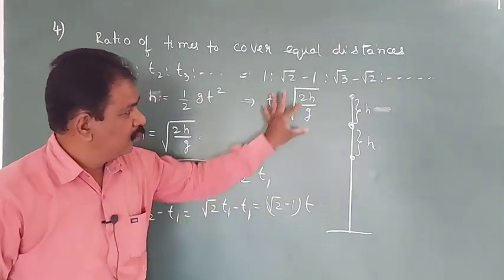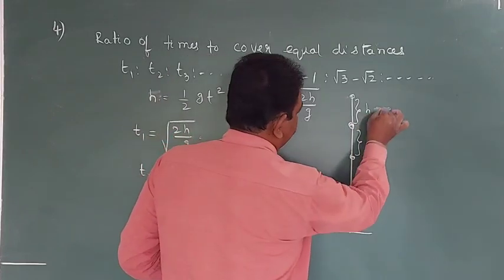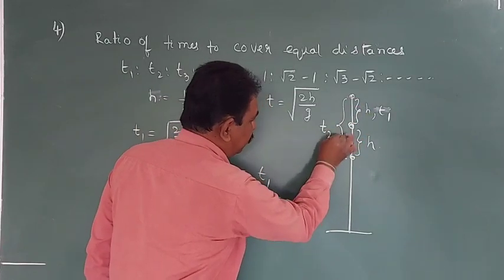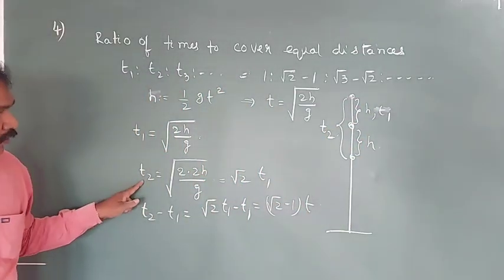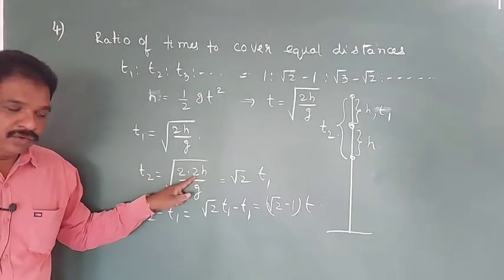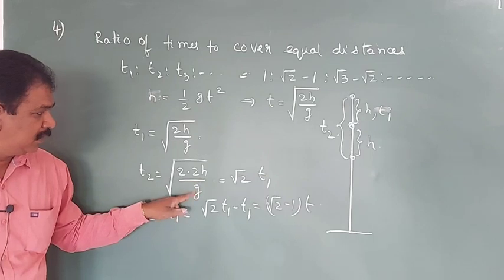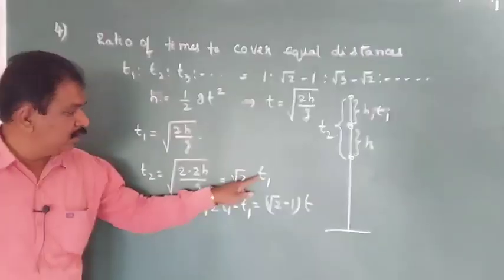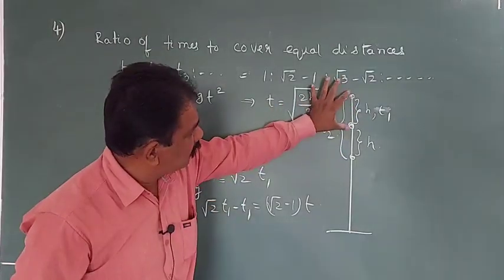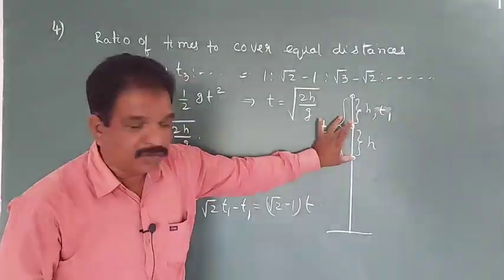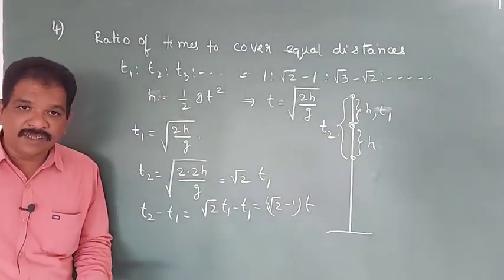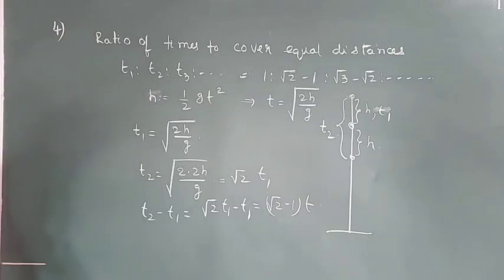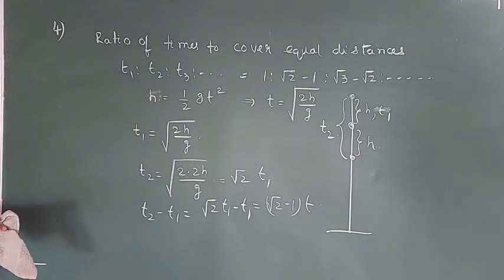Once again listen. To cover this height, how much time? t1. To cover from here to here, let the time be t2. Then t2 is equal to how much? Root of 2 into distance, which is 2h by g. Since root 2h by g is t1, this value is root 2 t1. This is t2, this is t1. To come from here to here, what is the time? t2 minus t1, that will be root 2 minus 1 into t1. Okay? Next.